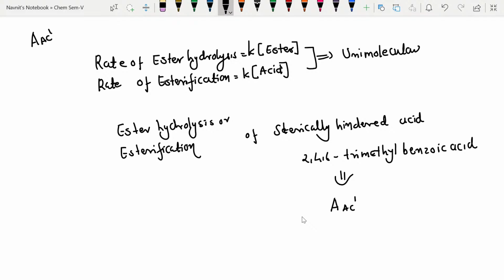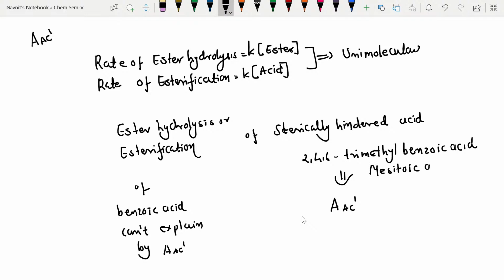But the esterification and the ester hydrolysis of benzoic acid cannot be explained by AAC1, because benzoic acid is not able to form a stable carbocation, while 2,4,6-trimethyl benzoic acid, mesitoic acid, is able to form a stable carbocation.